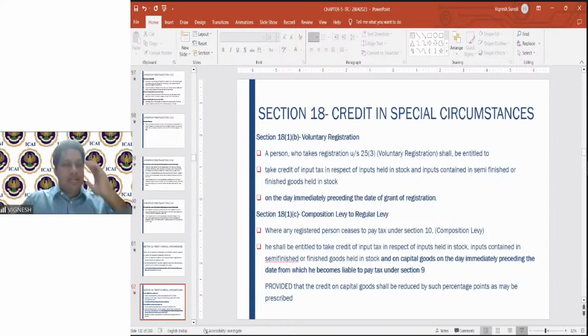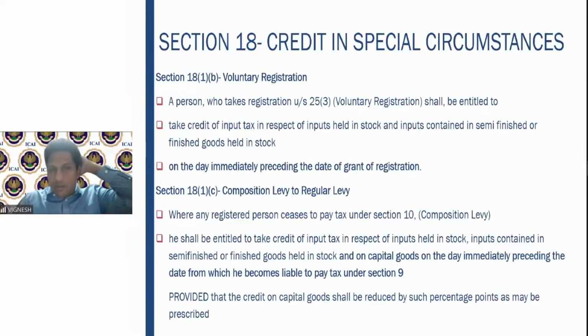Fine. That is your 18(1)(b). Now we come to the third very interesting situation, which is the shifting from composition scheme to regular scheme. Now what happens in this case? This person is crossing the threshold; he is a trader. He was in the composition scheme, and later he is shifted to the regular scheme because his turnover, gross receipts, crossed 1.5 crores. So he has come back to our regular scheme.